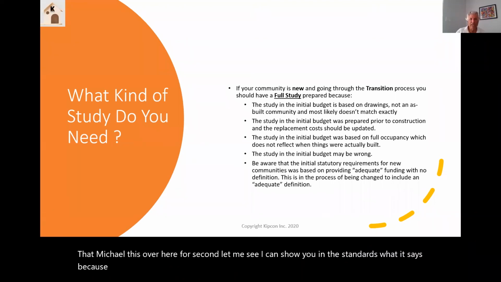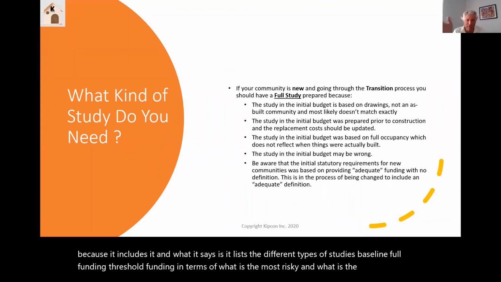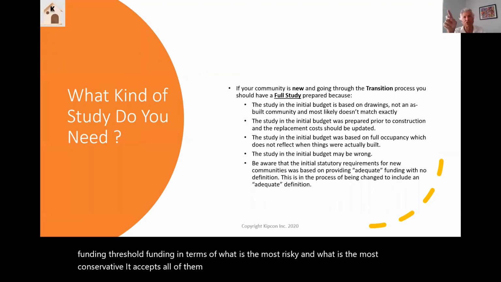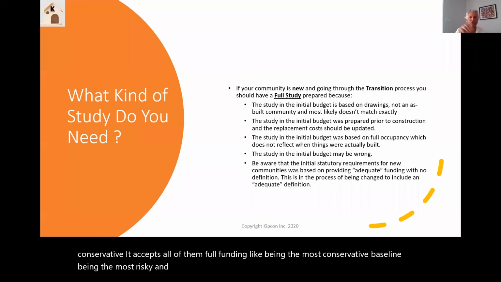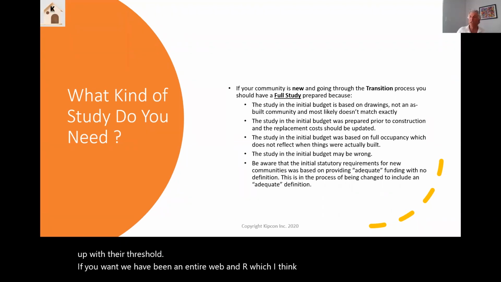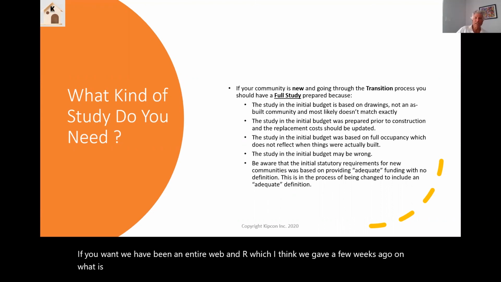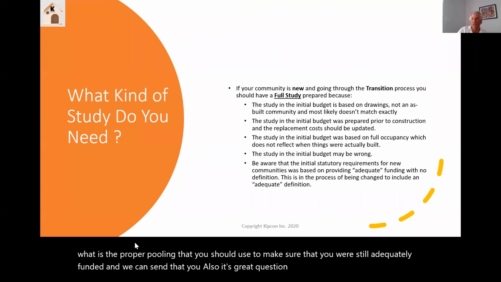It lists the different types of studies, baseline, full funding, threshold funding, in terms of what is the most risky and what is the most conservative. It accepts all of them, full funding being the most conservative, baseline being the most risky, and threshold pooling is what most people use, which helps them come up with their threshold. If you want, we have an entire webinar, which I think we gave a few weeks ago, on what is the proper pooling that you should use to make sure that you are still adequately funded. And we can send that to you also. It's a great question, but absolutely the standards allow using that.